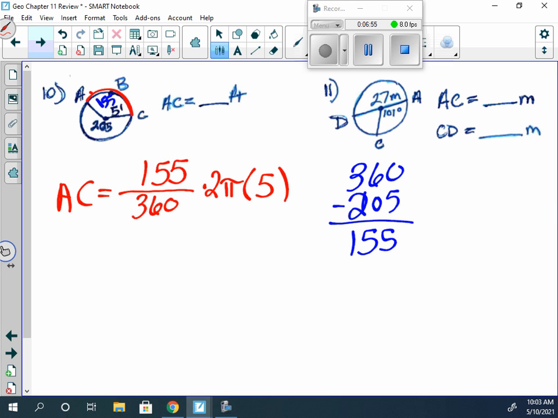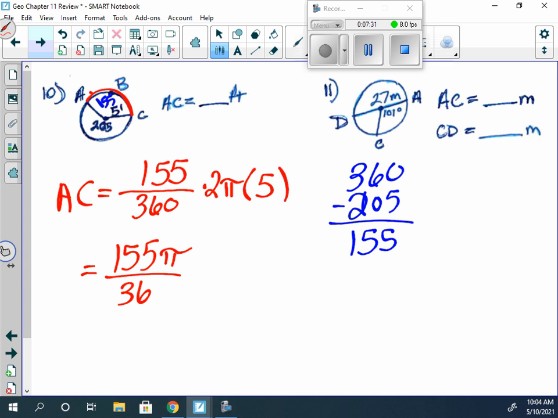And if we do this here, 155 over 360, and that would be it there. Now we could turn it into the decimal form, and that would be correct also. Any other questions on number 10?